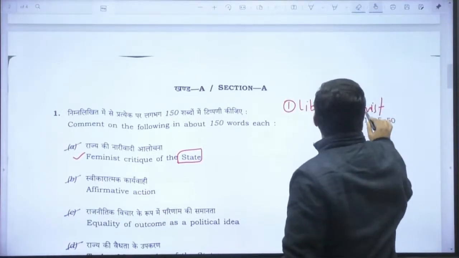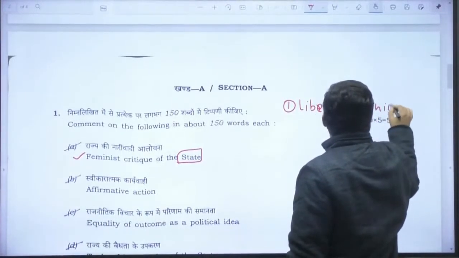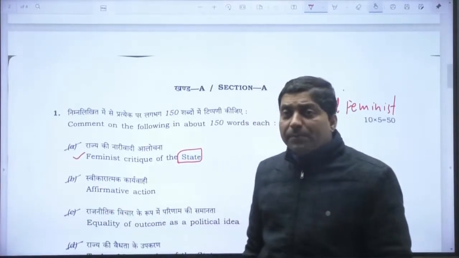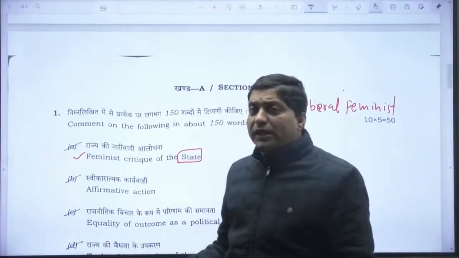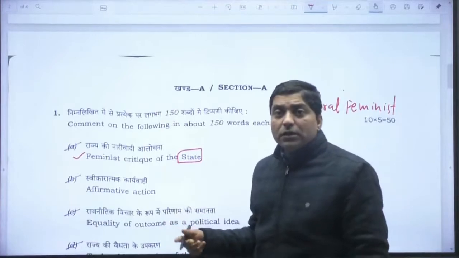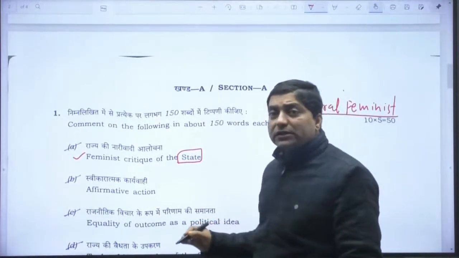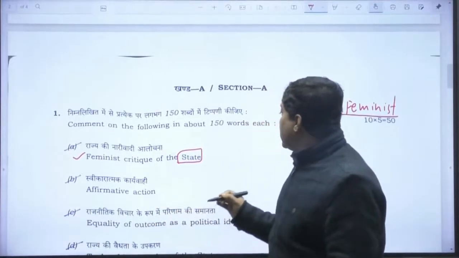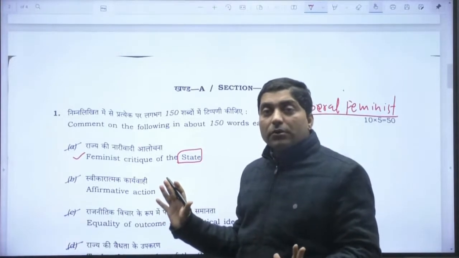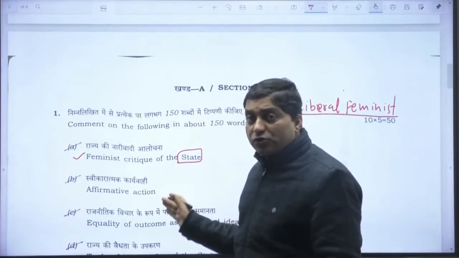Liberal feminists criticize the state for keeping women out of the public sphere. It has not given them the right to equality, the right to property and the right to vote. For example, Harriet Mill, Mary Wollstonecraft, J.S. Mill talk about women getting equal right to vote and right to property as men. So their criticism is that the state is basically for man in terms of civil and political rights. Women are deprived of the right to vote and the right to property.